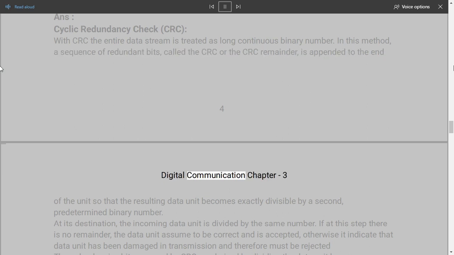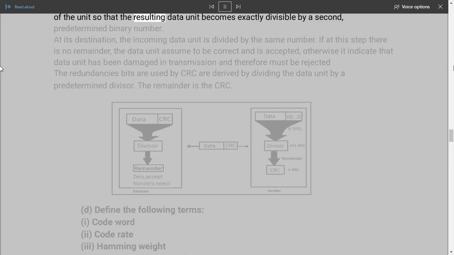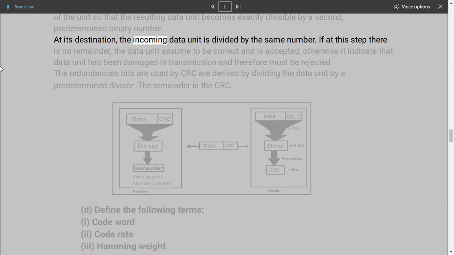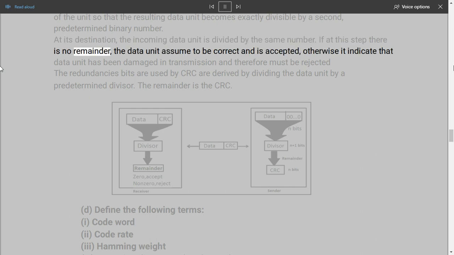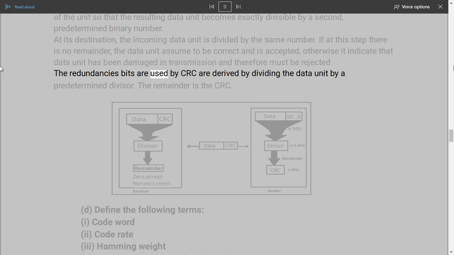Digital Communication Chapter 3. 5. Of the unit so that the resulting data unit becomes exactly divisible by a second, predetermined binary number. At its destination, the incoming data unit is divided by the same number. If at this step there is no remainder, the data unit is assumed to be correct and is accepted; otherwise it indicates that the data unit has been damaged in transmission and therefore must be rejected. The redundancy bits used by CRC are derived by dividing the data unit by a predetermined divisor. The remainder is the CRC.